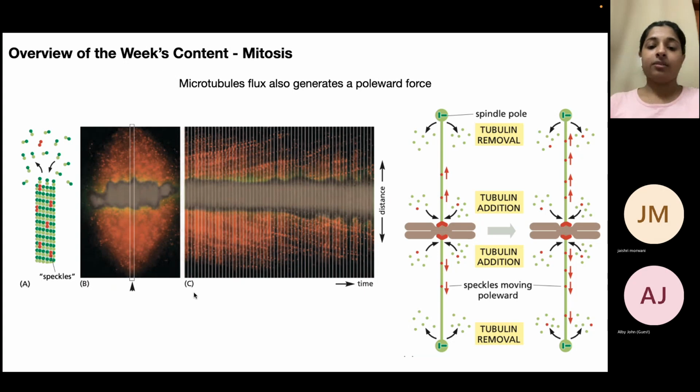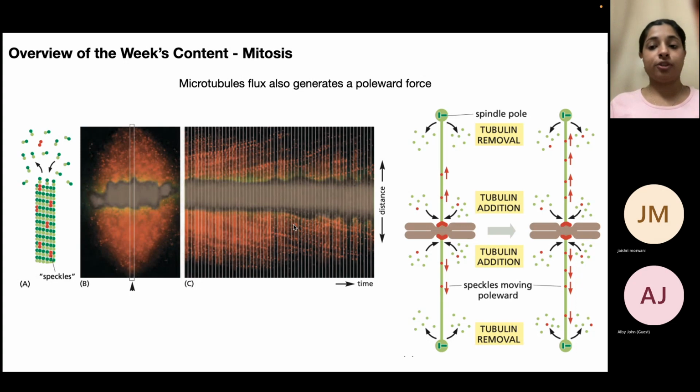And then they plotted this graph, in which one axis is time. It's the same region of the microtubule that they are photographing, but at different time points, and the lines separate these time points from each other. If you follow one speckle, say we are following this speckle, we can see that as time goes on, these speckles keep moving towards the poles.